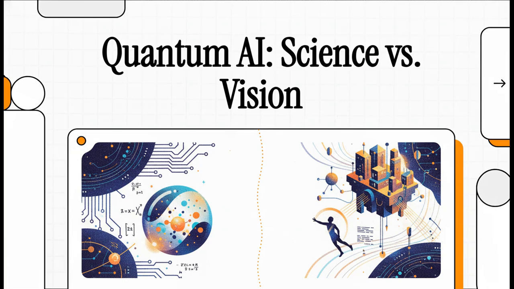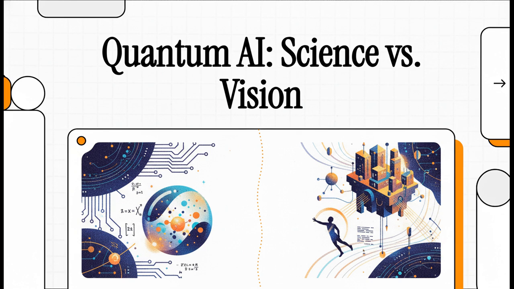Quantum AI. It's a term you hear thrown around a lot, right? But what does it actually mean? Turns out that's a tricky question, because depending on who you talk to, you're going to get wildly different answers. For some folks, it's a super precise tool for hardcore science. For others, well, it's a blueprint to redesign our entire world.